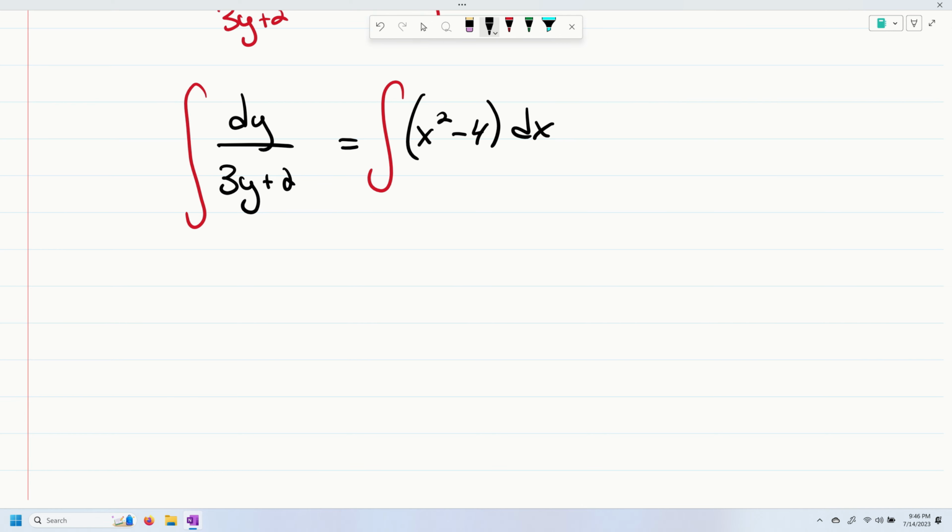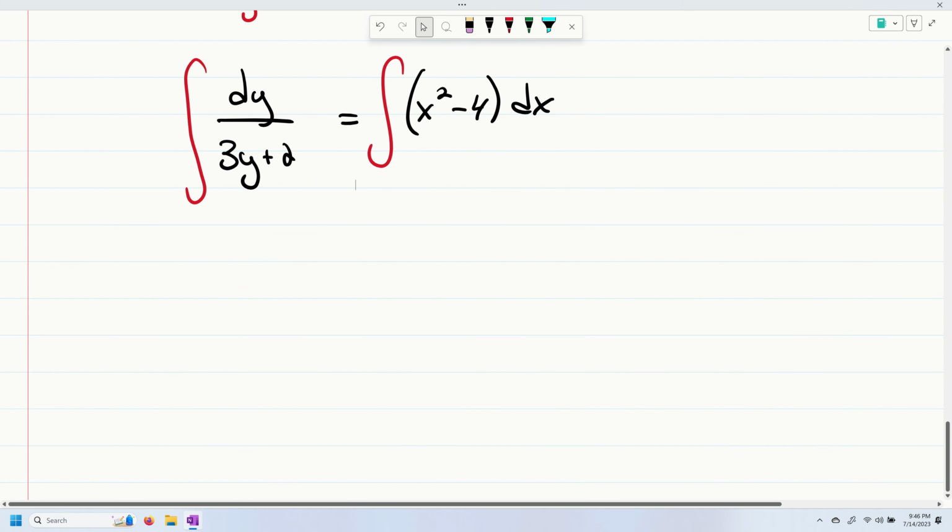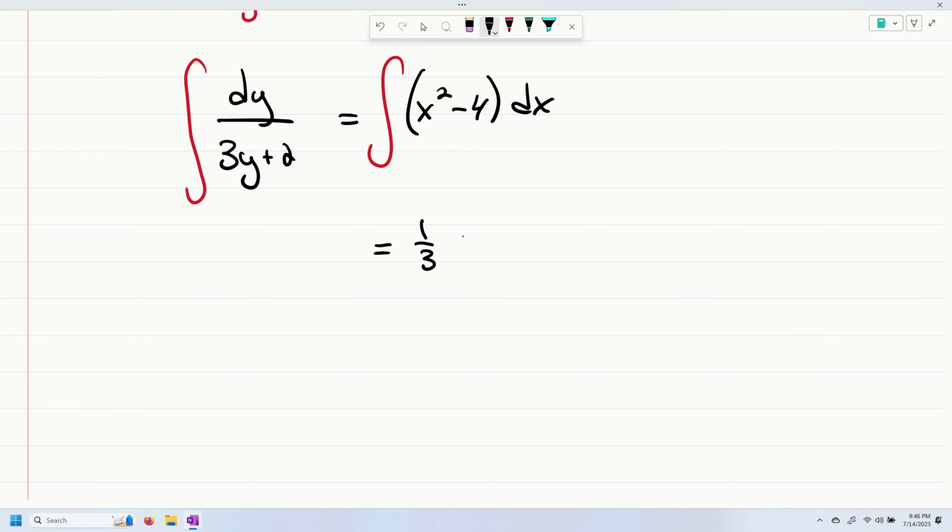All right. So we'll do the easy one first. It's going to be on the right-hand side. The integral of x to the second is 1/3 x to the third. The integral of 4 would be minus 4x. And I'm going to put the plus c here for now. I'm going to write this 3 a little nicer as well.